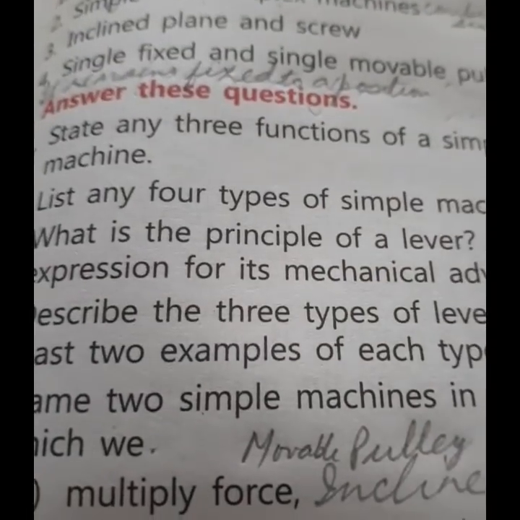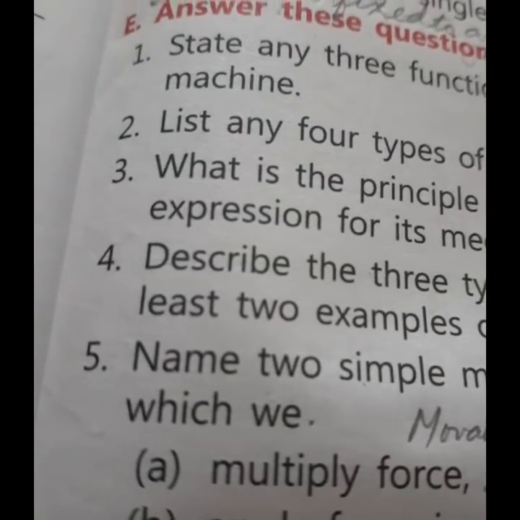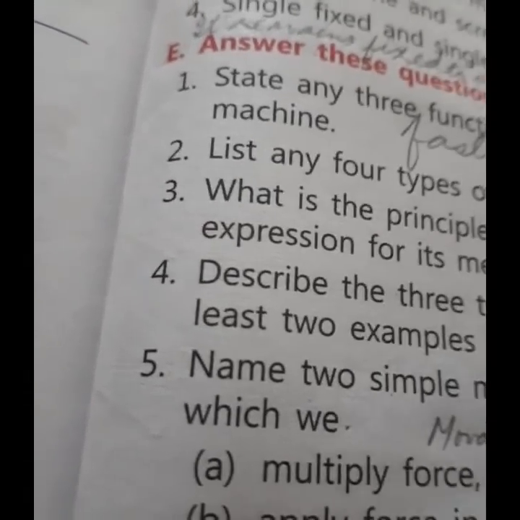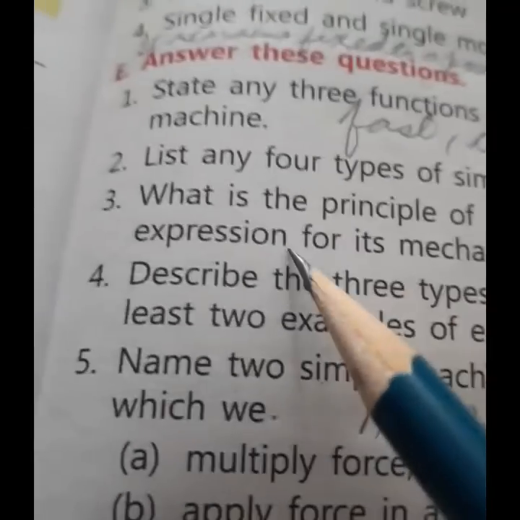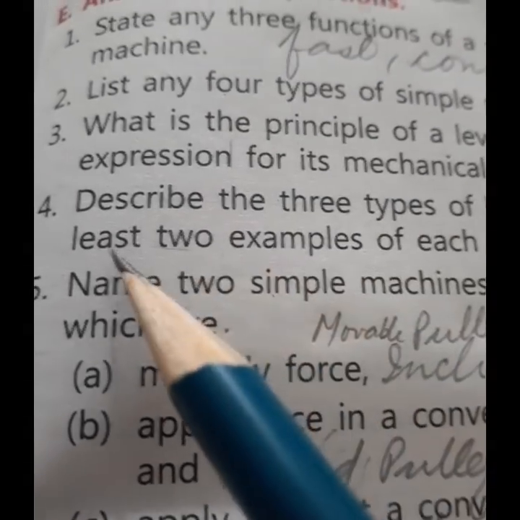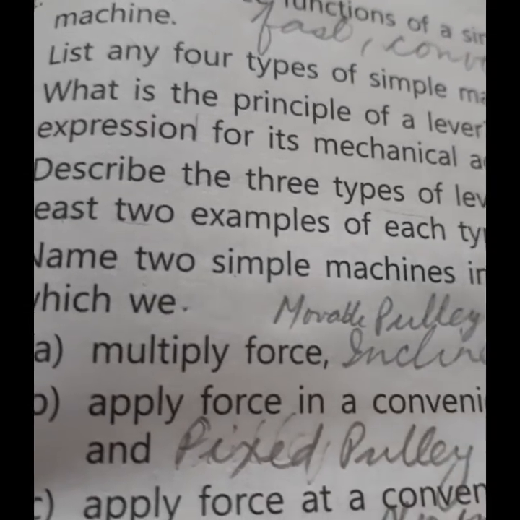Now you come to question number C. State the functions of simple machines. It makes our work easy, fast, and convenient. List any 4 types of simple machines: lever, screw, pulley. Describe the three types of levers: class 1 lever, class 2 lever, and class 3 lever.